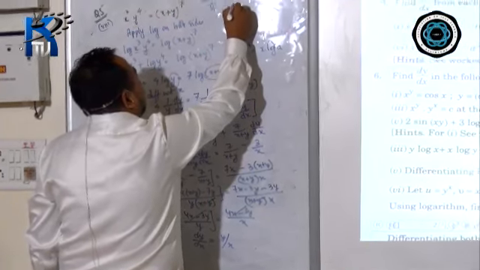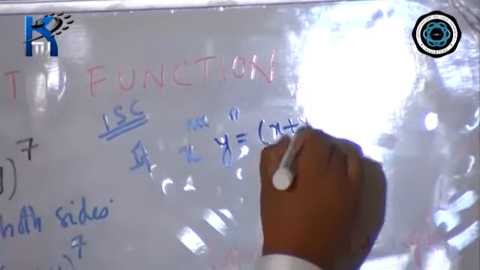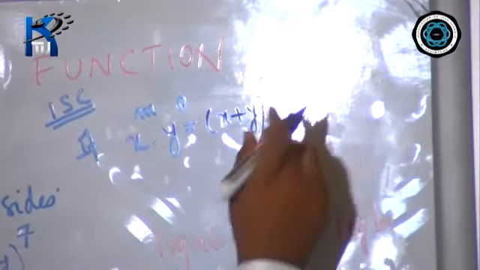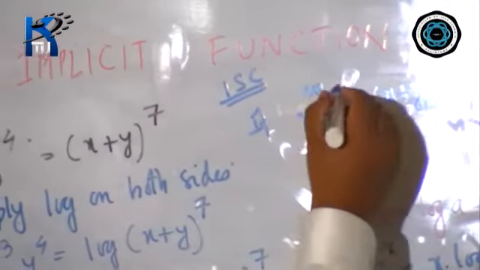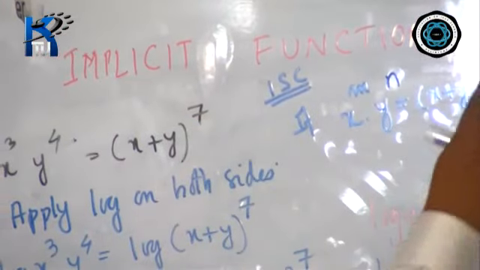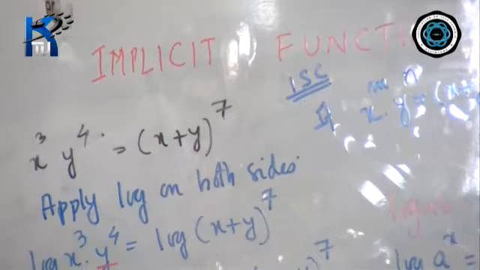x to the power m dot y to the power n equal to (x plus y) whole to the power m plus n. It's the same. Look at this. Instead of m, I've written 3. Instead of 3, I've written m. Instead of 4, I've written n. And 7 is what? m plus n. So you have to do the same thing.